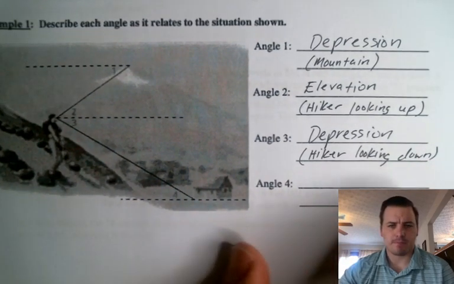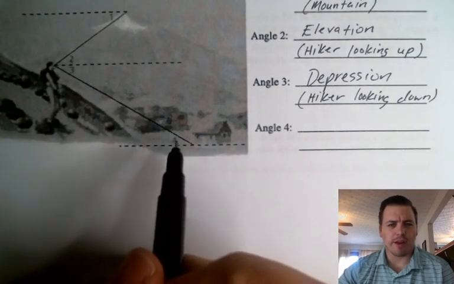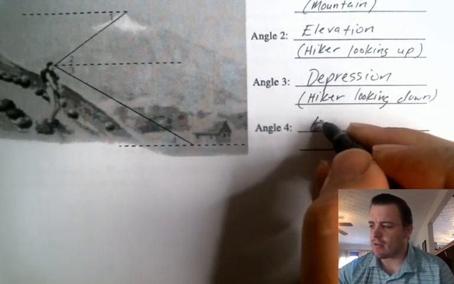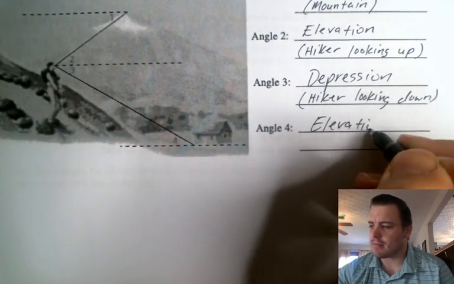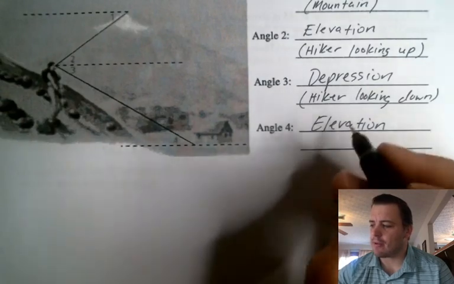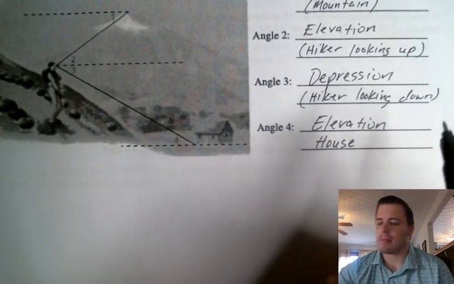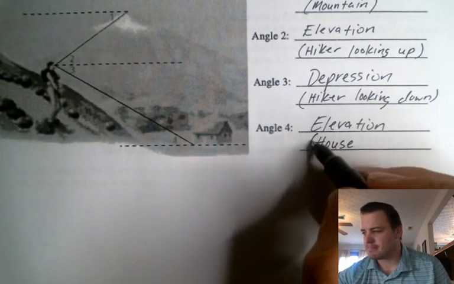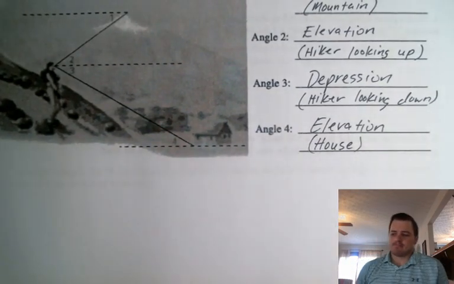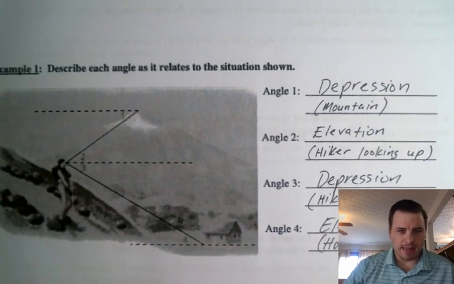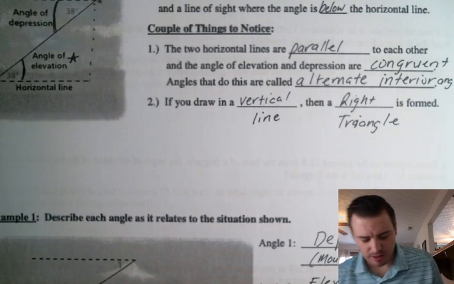Okay? And then angle 4 down here, it's above the horizontal line, so it would be an angle of elevation. And that would be the house down there. Okay? Everybody kind of following this? Give me a thumbs up if you're with me.